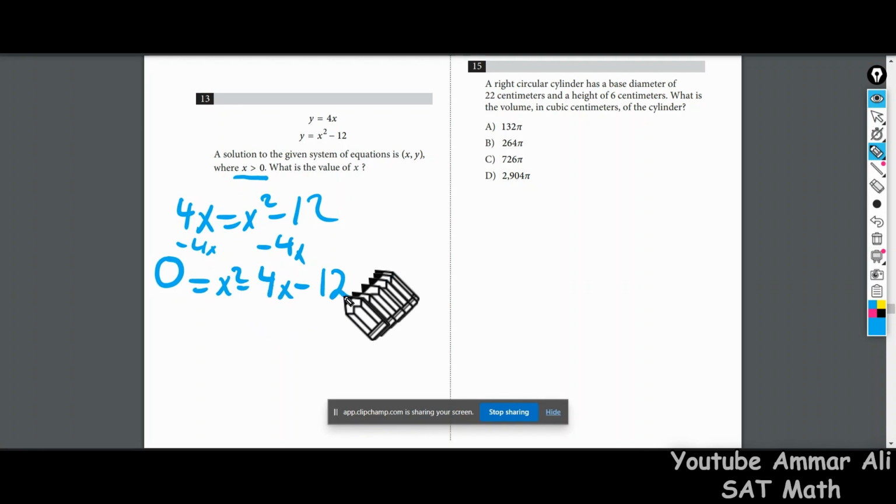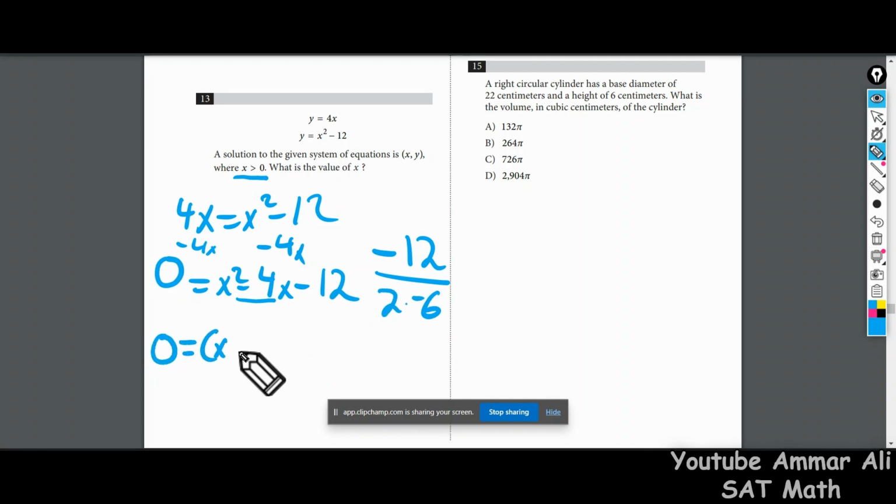Now we need to factor it, right? So how do we factor this? Well, we have this c term right here. We need to figure out what two numbers multiplied together equal minus 12, and when added together equal minus 4. The only ones that do that are 2 times minus 6, because 2 times minus 6 is minus 12, and 2 plus minus 6 is minus 4. Then our factored form of this quadratic is going to be x plus 2, and then x minus 6.